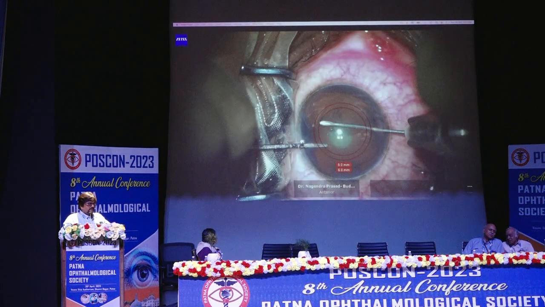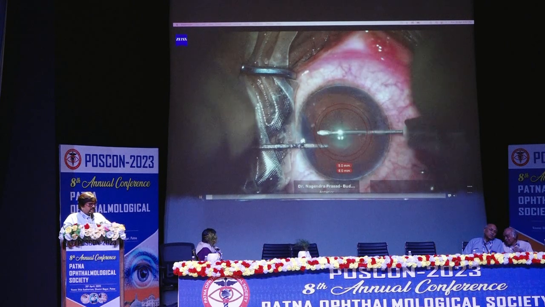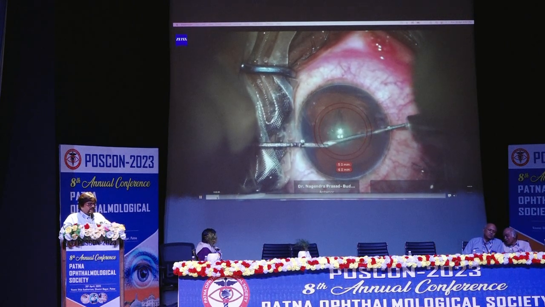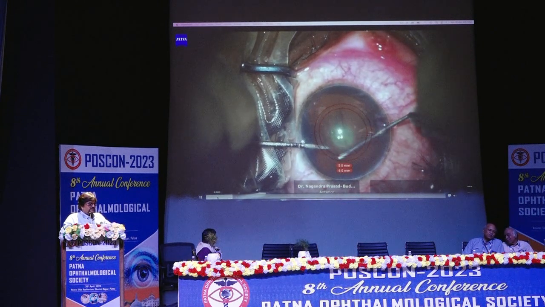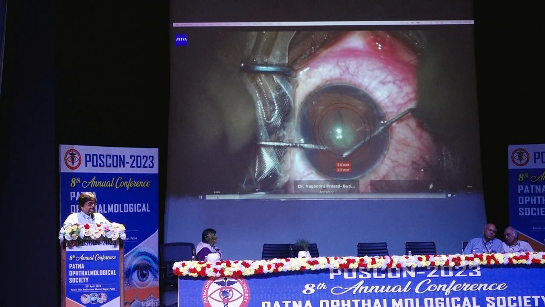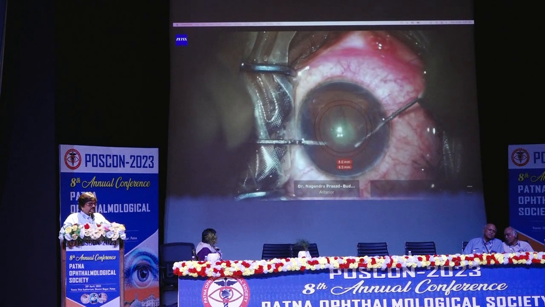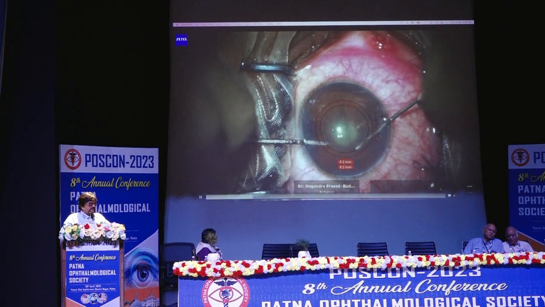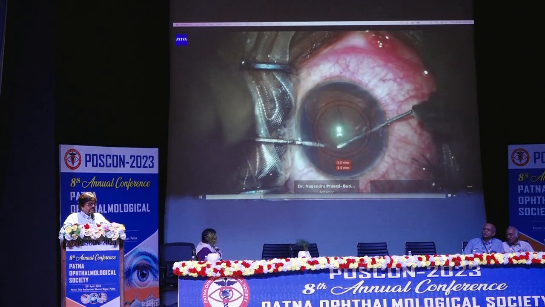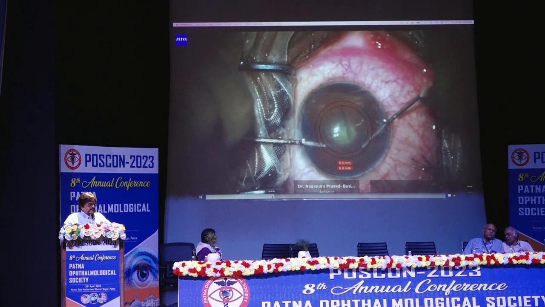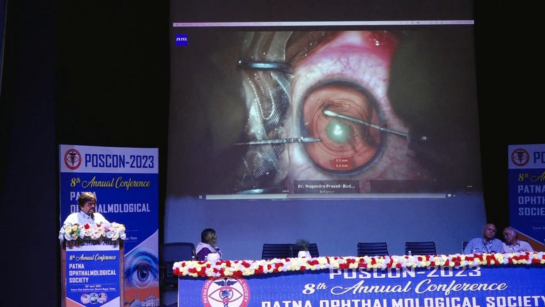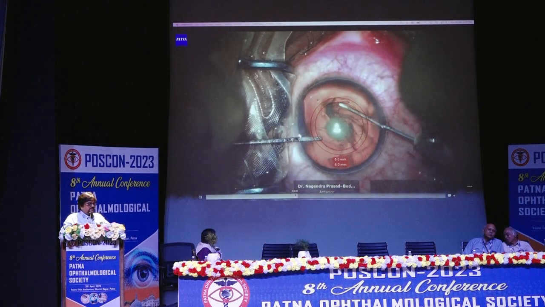I'm going to show a short video. This is a case of posterior polar cataract which I have done. Making a rhexis, I have been using a caliper guide for this. So almost a 5.75 or 5.5 millimeter capsular rhexis I usually make in these cases. Like this, you can beautifully see over here.